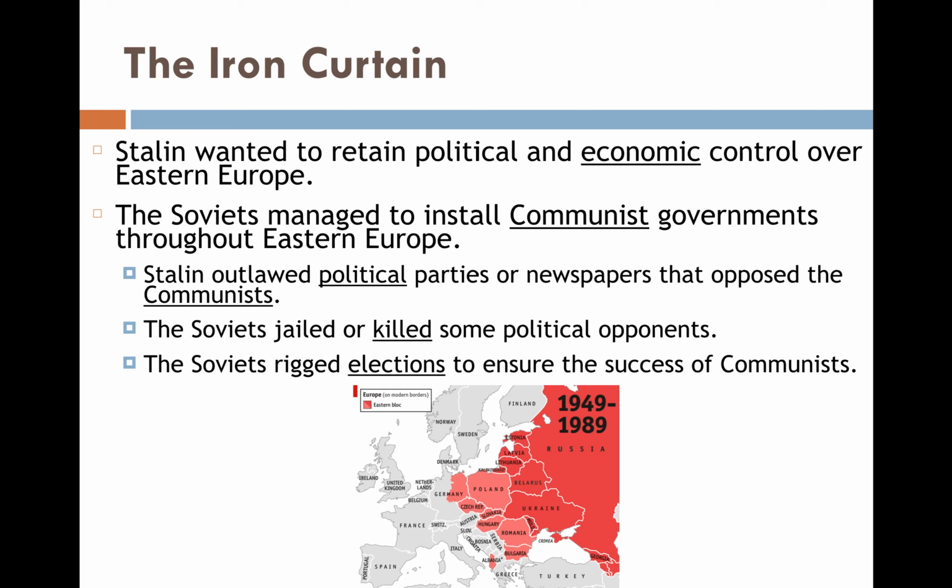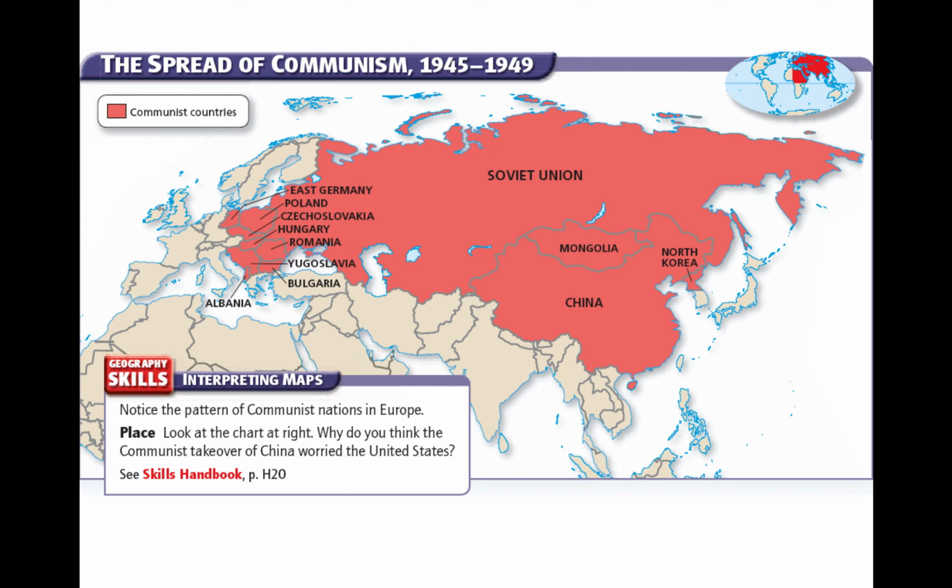And the reasons for that are Stalin's going to outlaw political parties and newspapers that oppose communists. He's going to jail or kill political opponents of anyone who speaks out against communism. And he's going to rig the elections to make sure that communists win. So there's going to be a huge influence of the Soviet Union over those countries. And all of those countries that are in red will be communist countries by 1949.